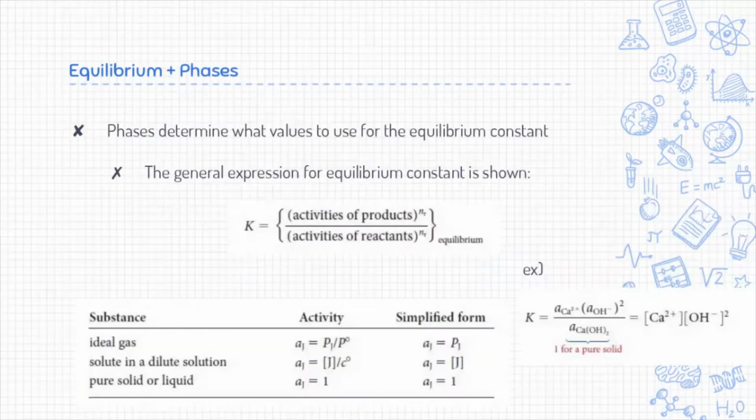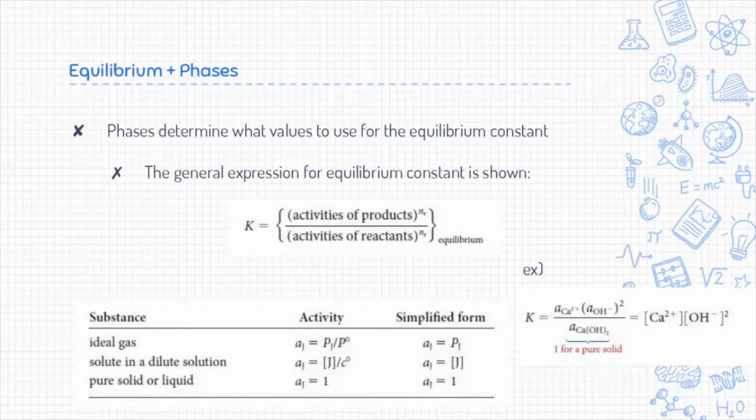So, equilibrium and phases. Phases determine what values to use for the equilibrium constant. And this is the general expression for the equilibrium constant as shown. Now, here in my presentation, it uses the terminology known as activities, which is something you most definitely do not need to know for AP chemistry and probably your undergraduate college chemistry course later on. But nobody really cares.